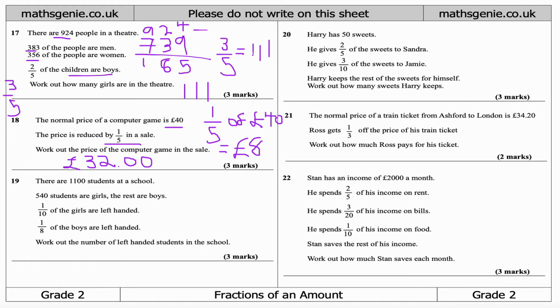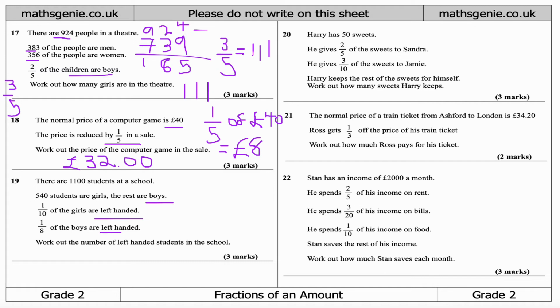Question number 19. There are 1,100 students at a school. 540 students are girls, the rest are boys. 1/10 of the girls are left-handed. 1/8 of the boys are left-handed. Work out the number of left-handed students in the school.